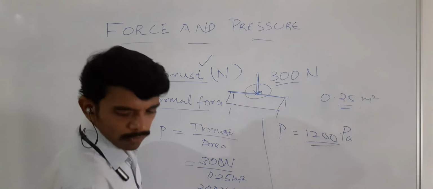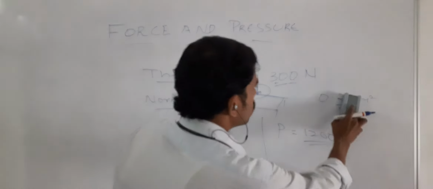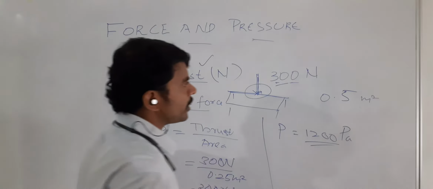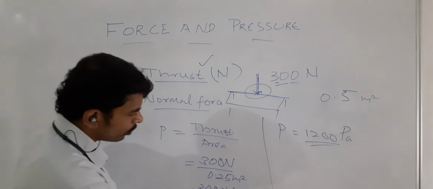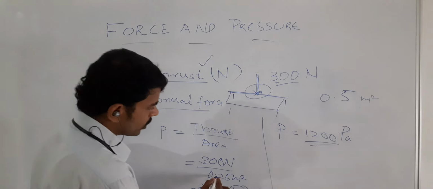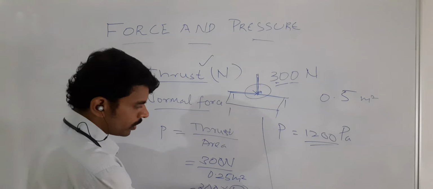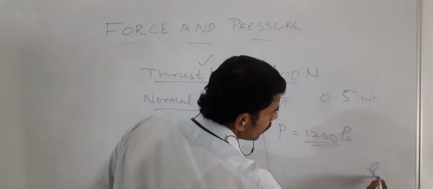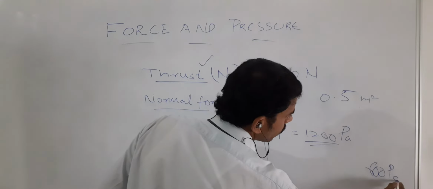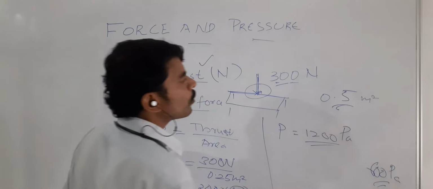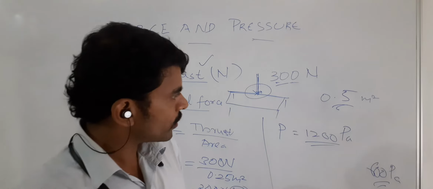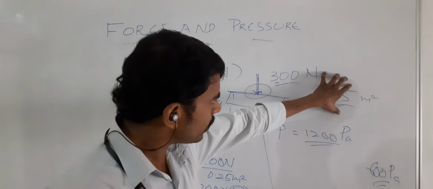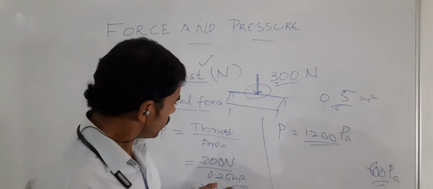Now if the contact surface was 0.5 meter square, then what would be the answer? Here it becomes 2, because 0.5 is nothing but 1 by 2, so it becomes 2. So 2 into 300 will become 600. It would have been 600 Pascal if the area of contact is 0.5 meter square.